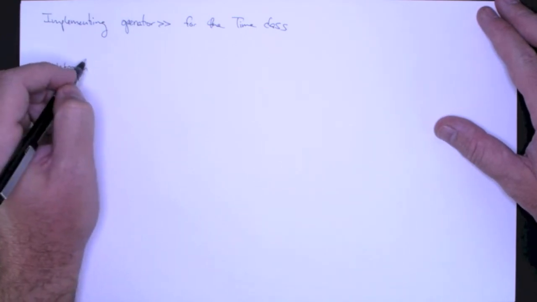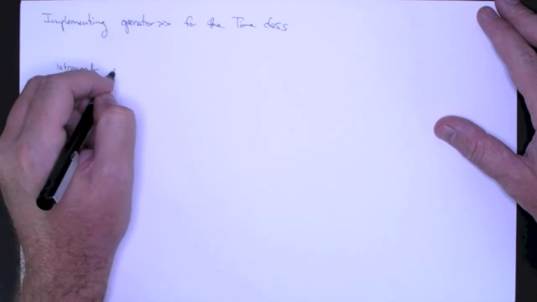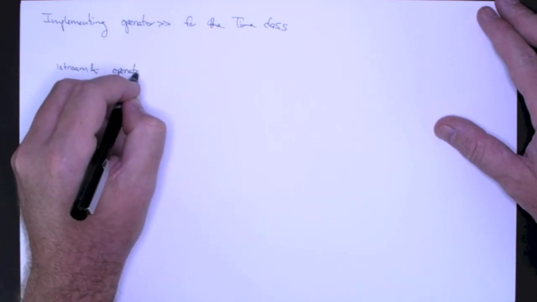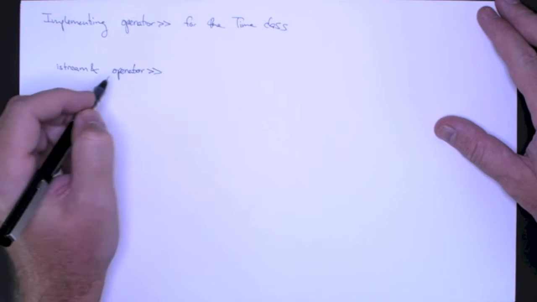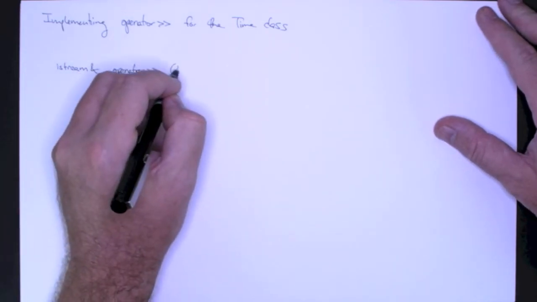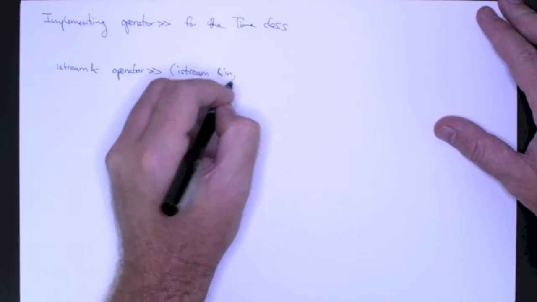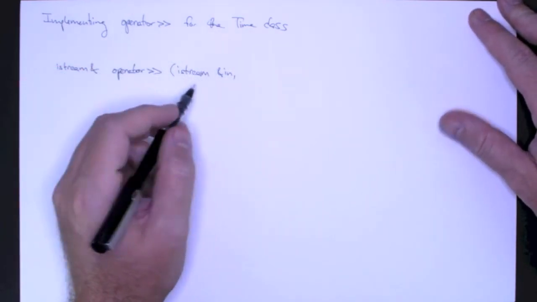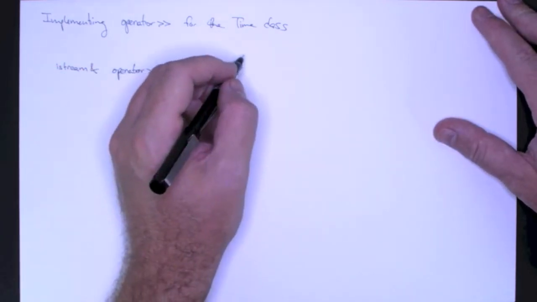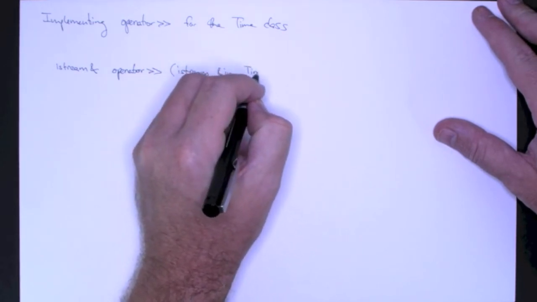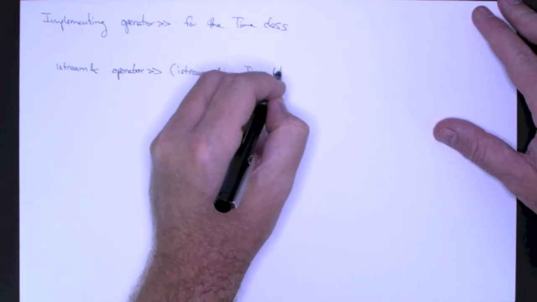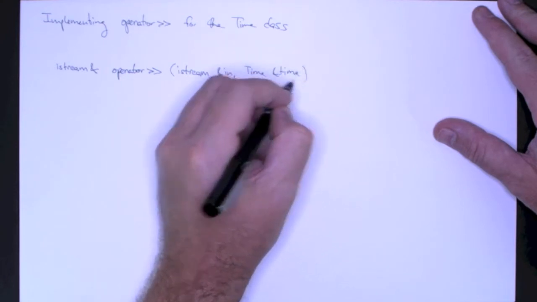So we're implementing a function that returns a reference to an iStream. The name of that function is operator, and then the little extraction operator. And we're passing in an iStream that I'm going to call in, and we're reading a time object. And since we're changing it, it has to be a reference.